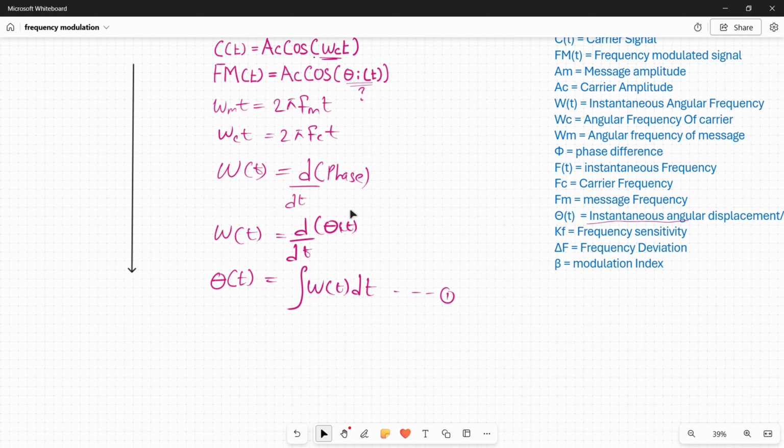Moving on, let's now derive a formula for our instantaneous angular frequency. Our instantaneous angular frequency is equal to the angular frequency of the carrier plus kf m of t, which is the frequency sensitivity times the message signal. I'll explain why this formula makes sense right now.